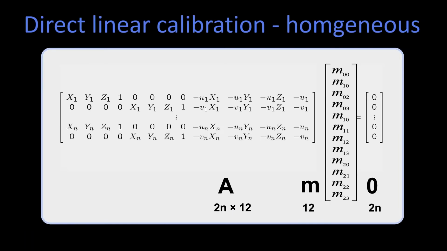All right, so let's go through the solution. So here I've written as if I only had 2 points, point 1 and point n, with a whole bunch of points in the middle. Okay, so I've got the matrix A times m equals 0.